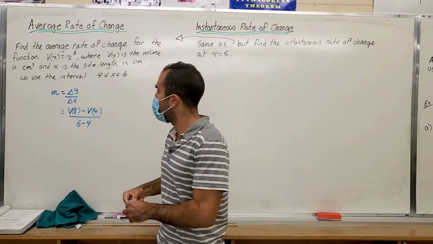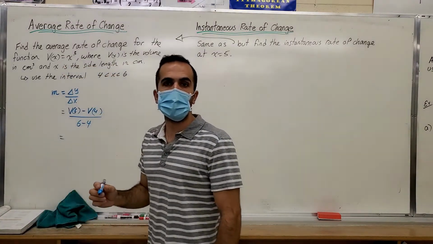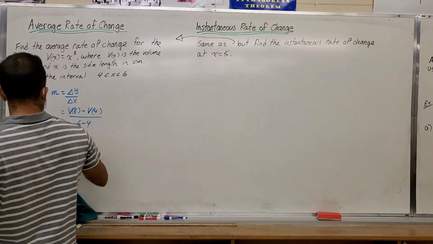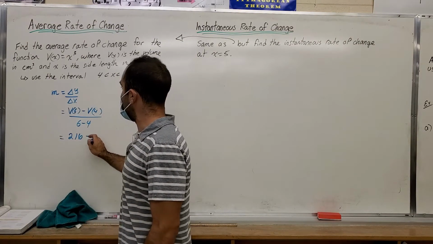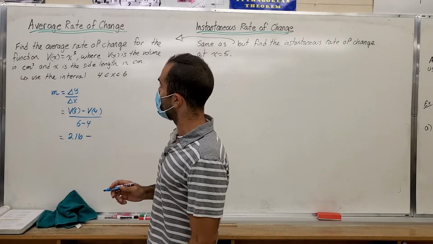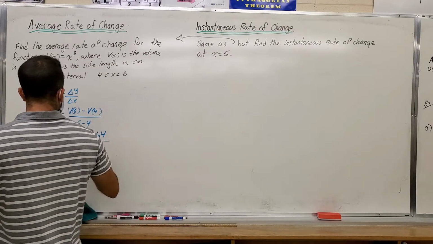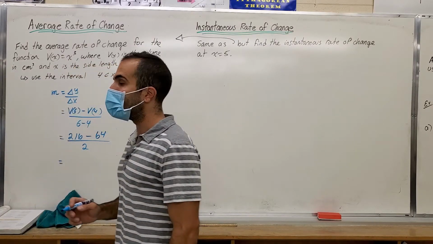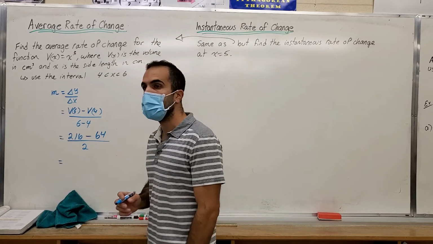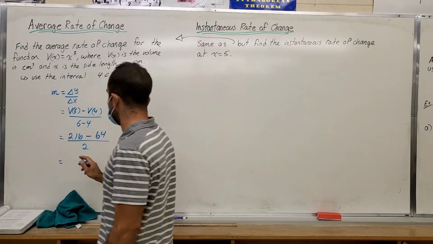Easy. If I plug in 6 into the function, what do I get? 6 times 6 times 6. 216. If I plug in 4 into the function, what do I get? 4 times 4 times 4. What's 216 minus 64 divided by 2? 76.